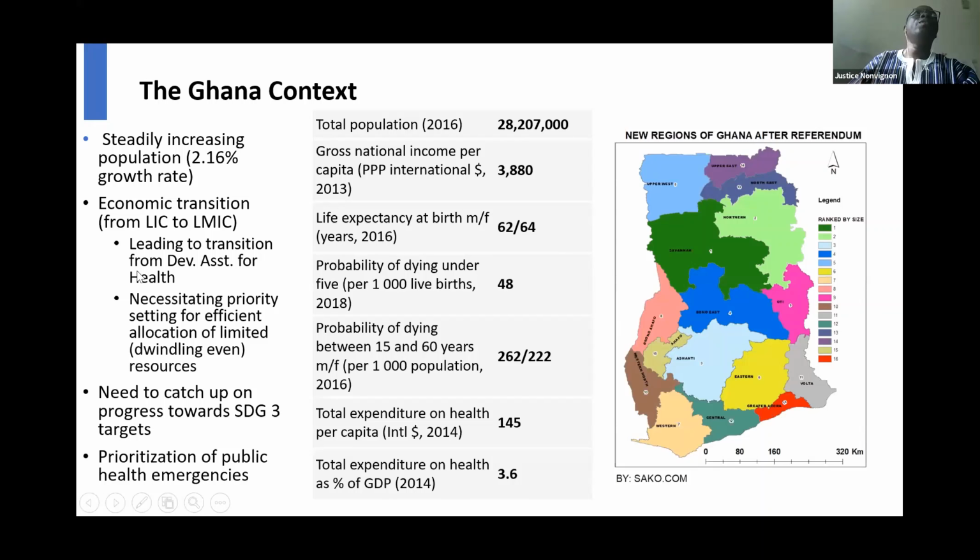One of the key issues that facilitated HTA is the transition, right? Ghana in 2010 transitioned from a low income country to a lower middle income country, and that came with a reduction in effective aid from many donors. That meant that the government needed to take efficiency and priority setting a bit more seriously. But also, other activities and the edge to ensure that we actually move very fast to achieve the SDGs are key.